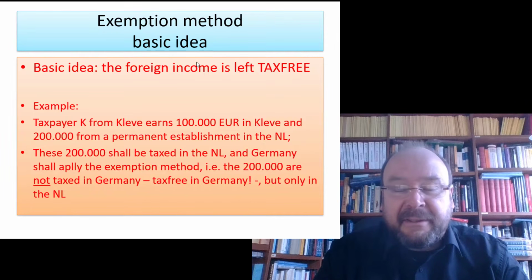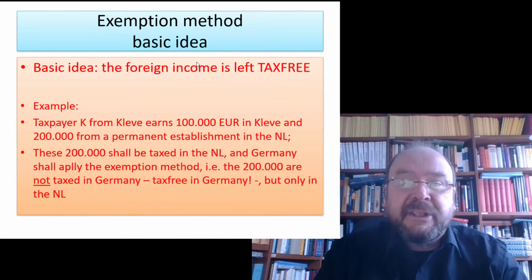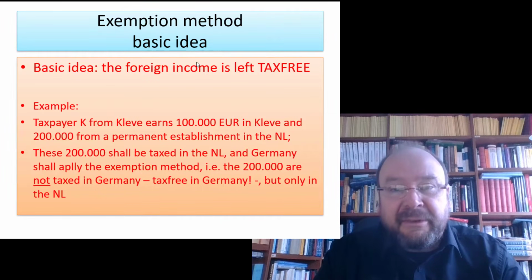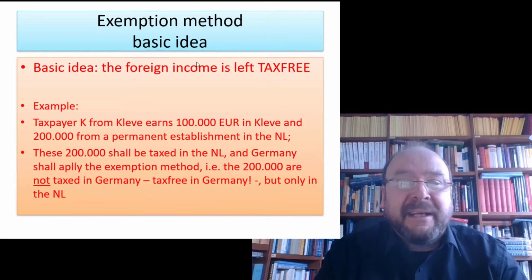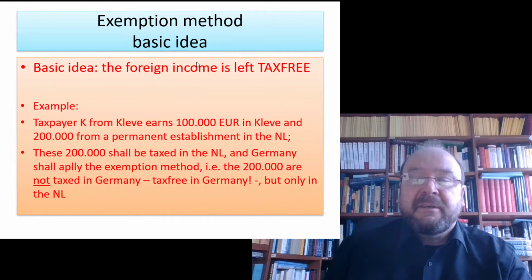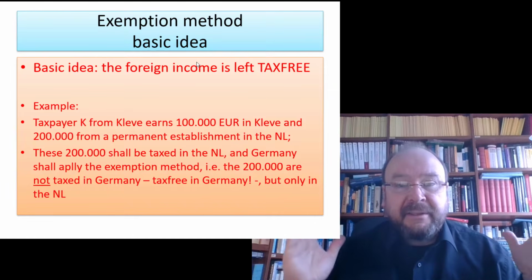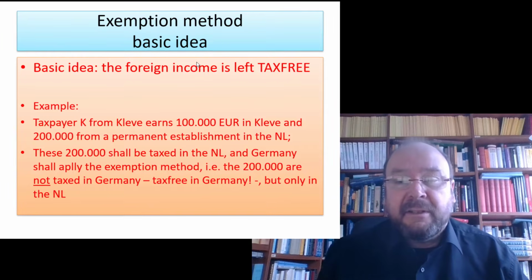Now, under the double taxation treaty with the Netherlands, it shall be stipulated that these 200,000 shall be taxed in the Netherlands and that Germany shall apply the exemption method so that the 200,000 will be left tax-free in Germany, naturally with the idea in the back of one's mind that they have already been taxed in the Netherlands, so this way a double taxation shall be avoided. Yeah? So, very simple, basic idea, no problem.